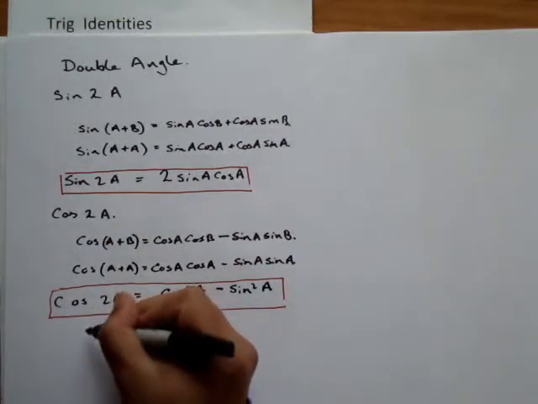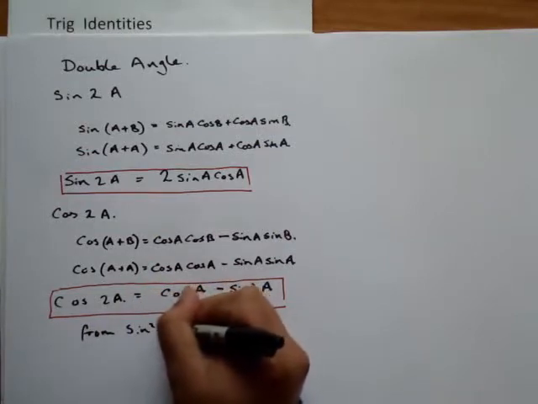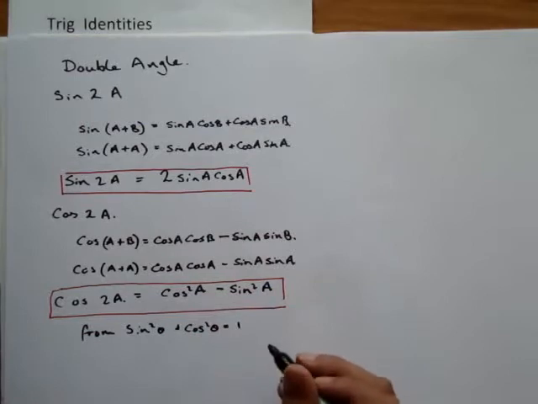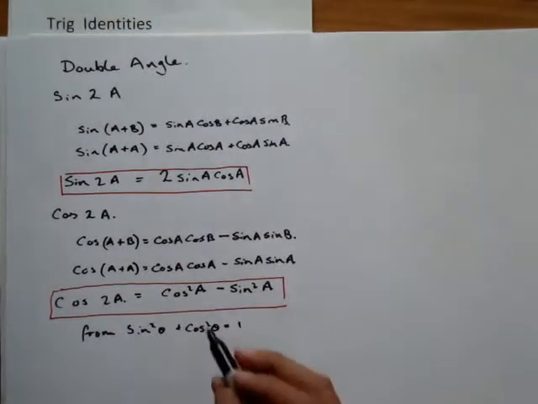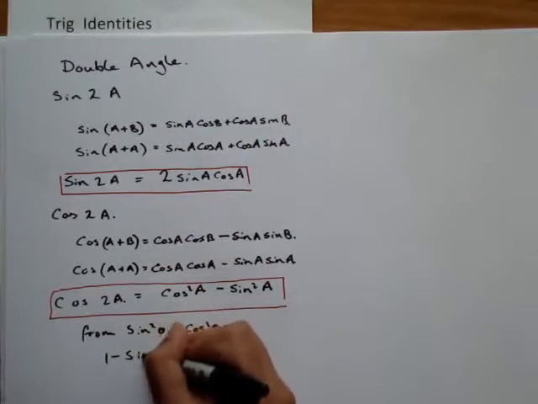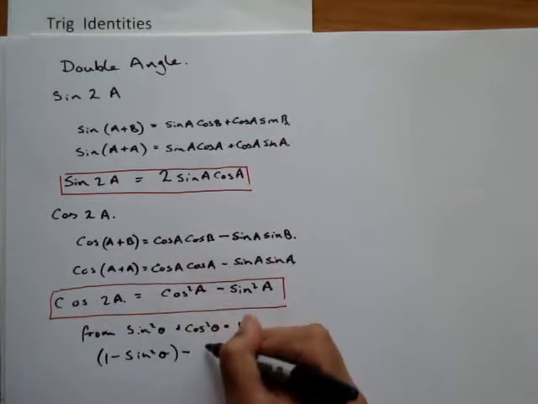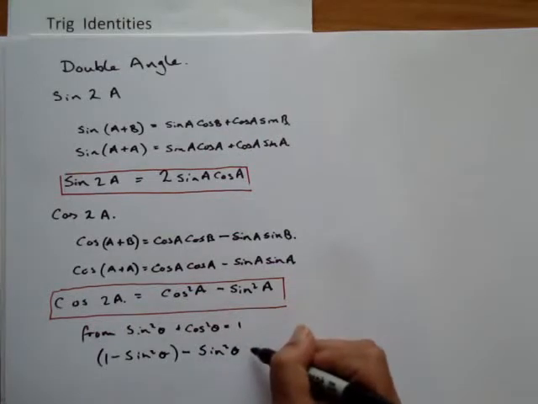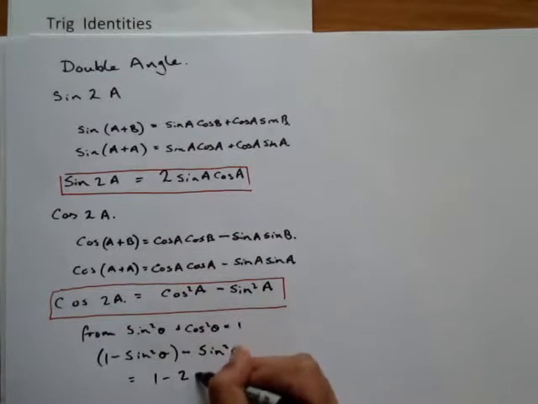Also, from our identity sine squared theta plus cos squared theta equals 1, if we replace the cos squared theta by 1 minus sine squared theta, we get 1 minus sine squared theta minus sine squared theta, and this is 1 minus 2 sine squared theta, which is another identity.